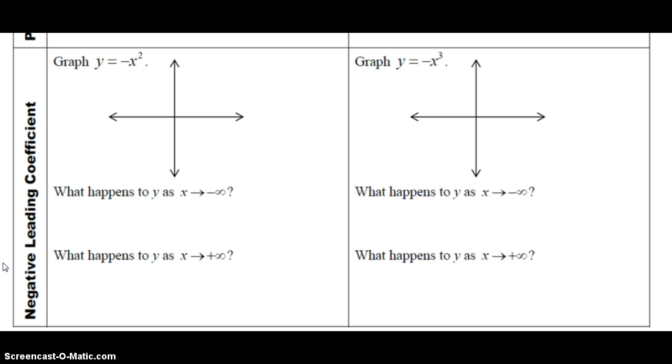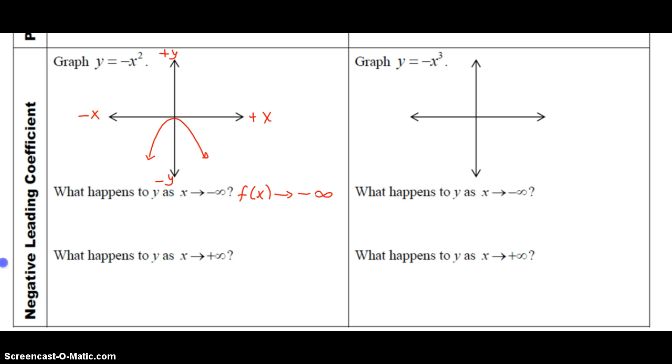Same graph, that quadratic parent function, but this time we have a negative leading coefficient, -1. We're going to graph it as the parabola that goes through the origin. Remember, x goes negative to the left and positive to the right. Y goes positive up and negative as you go down. So this time, as x goes towards negative infinity, what do we see y doing? Well, y is also going to negative infinity.